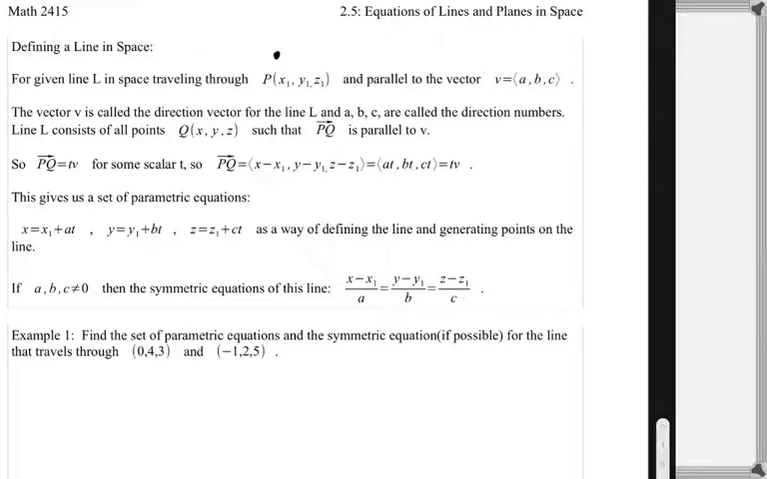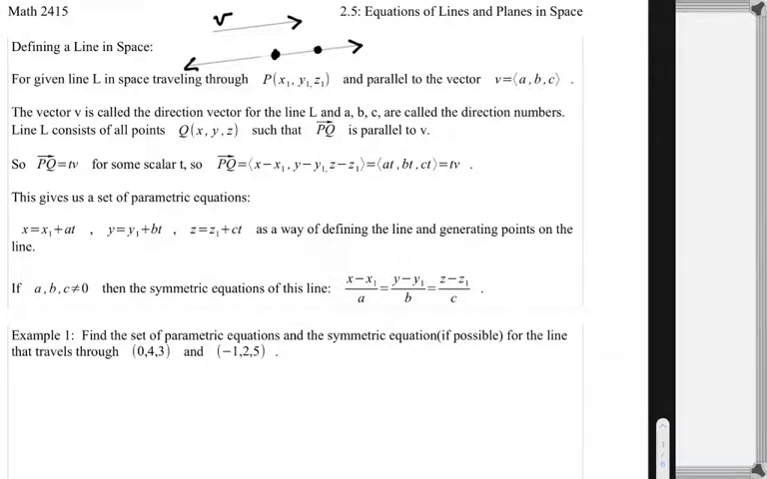Okay. So for a given line L in space traveling through the point P, (x1, y1, z1), and parallel to the vector v equals <a, b, c>. Okay, so let's go ahead and draw that. So there's my point P, and then we'll say that that's our direction vector v, and v will go, and we'll translate it down onto our line, and also line up with our line. So there's our line there, okay, line L.